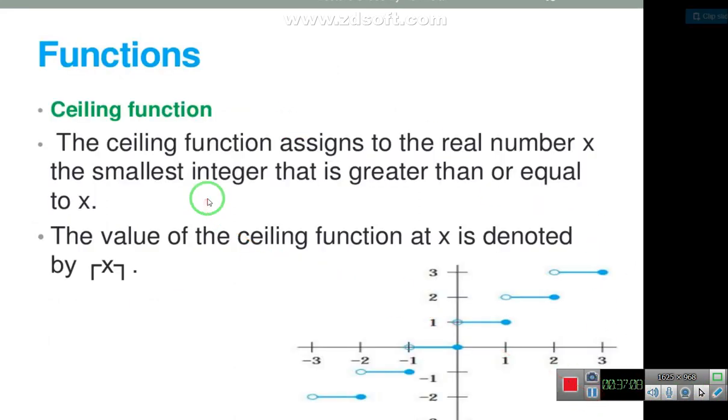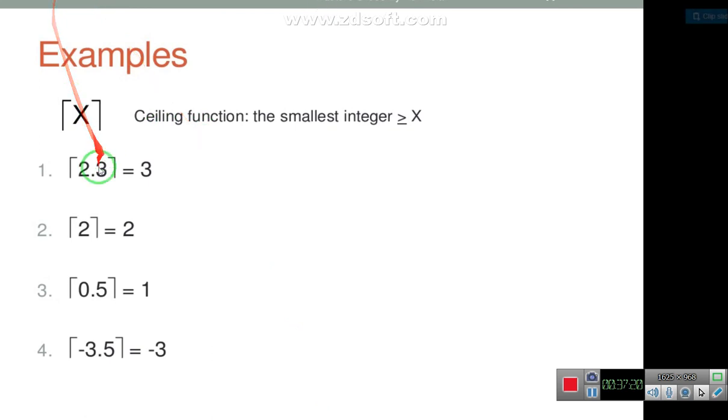Now the other one is the ceiling function. For the ceiling function, we use the smallest integer. In an example, for x equal to 2.3, the smallest integer will be 3. For 2.5, it will be 3. For minus 4.5, it will be minus 4. We are using the smallest integer which is greater than or equal to x. Hope you got the point.